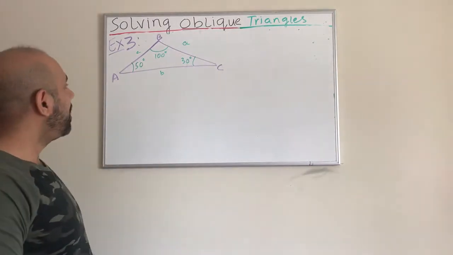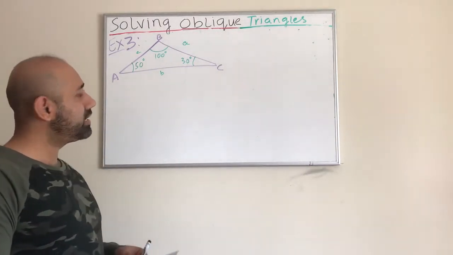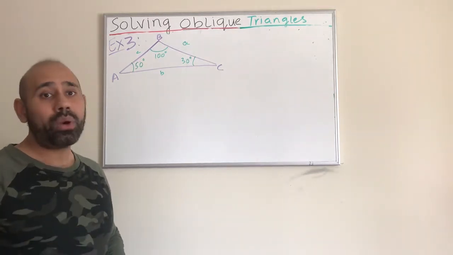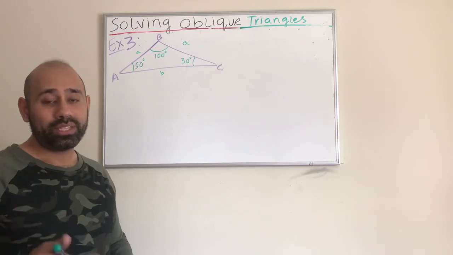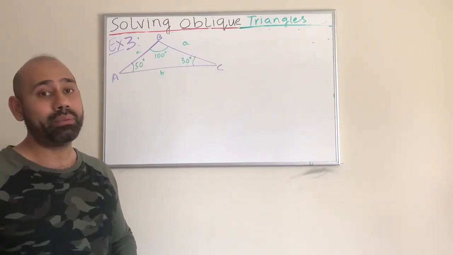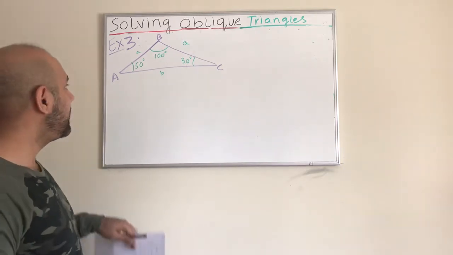In order to find the missing angles or the missing sides, the very first thing that we like to do is set up the sine law. So let us go ahead and set up the sine law and see whether the sine law helps us to actually find the missing sides. So let us go ahead and set it up.